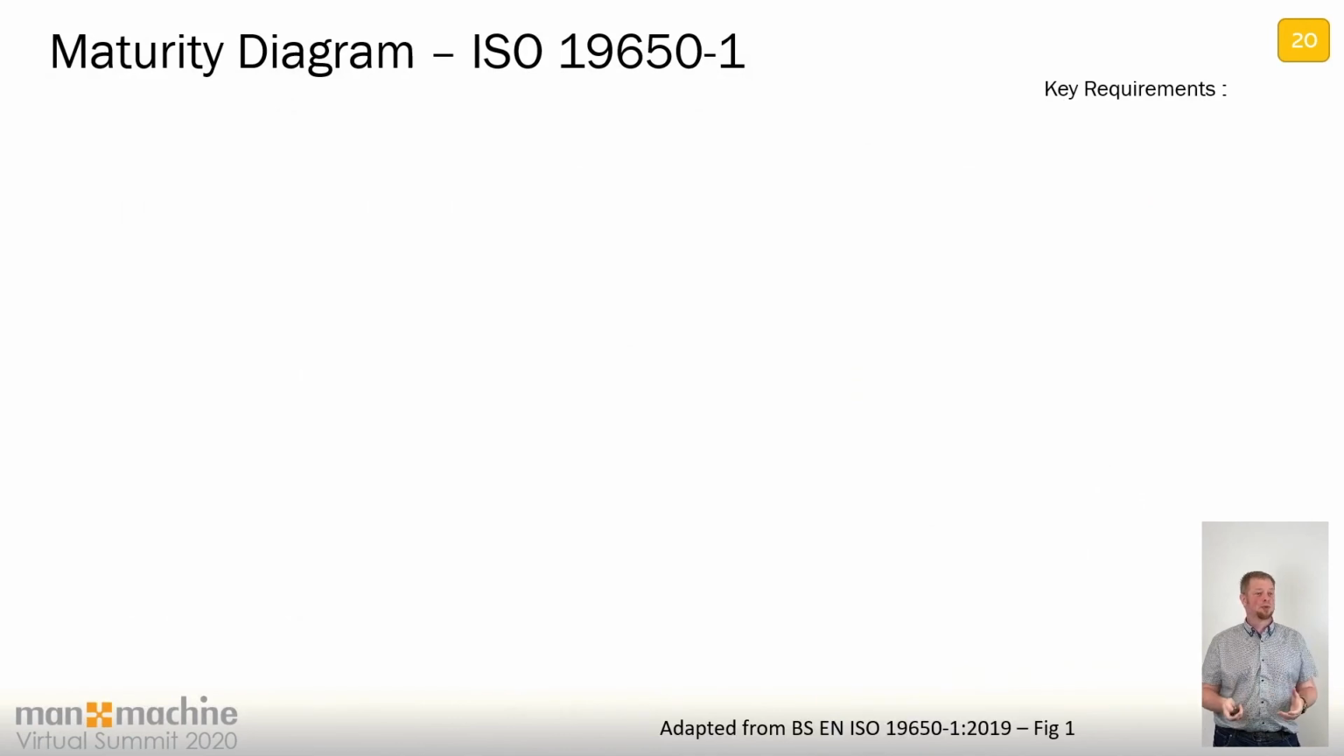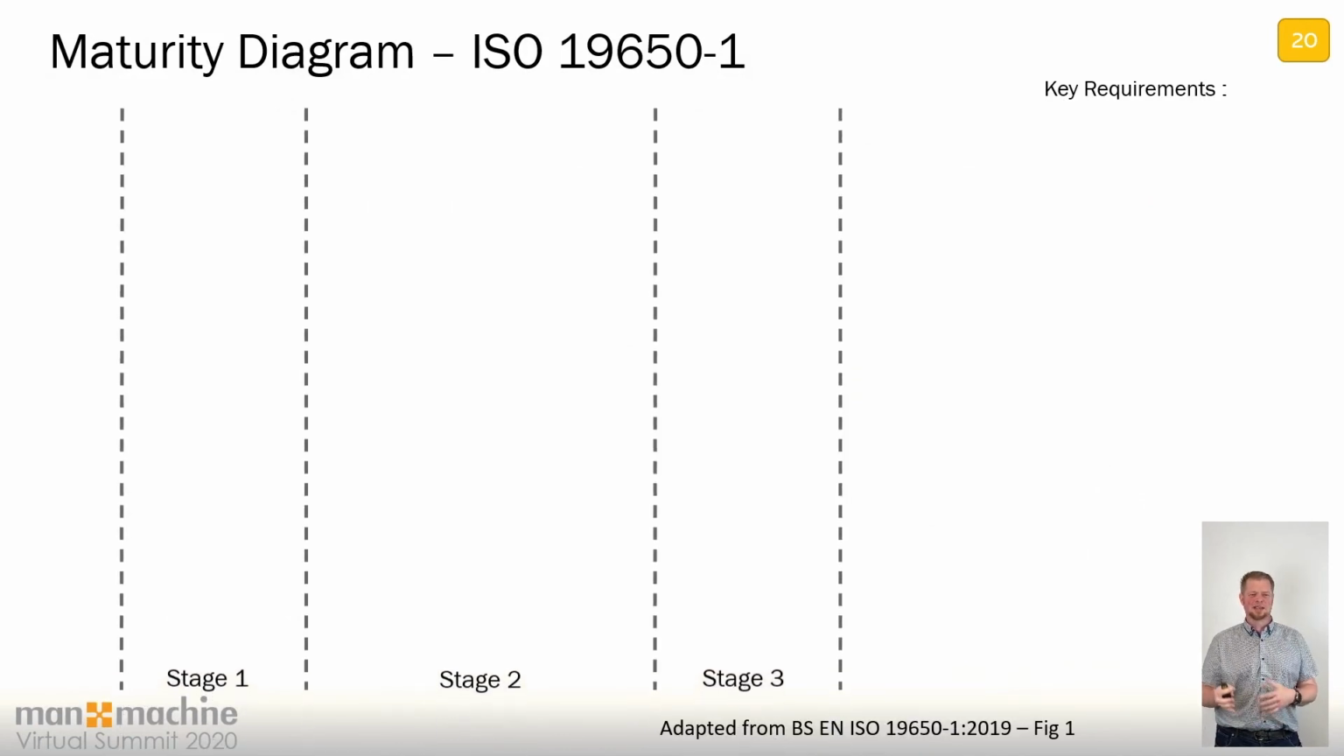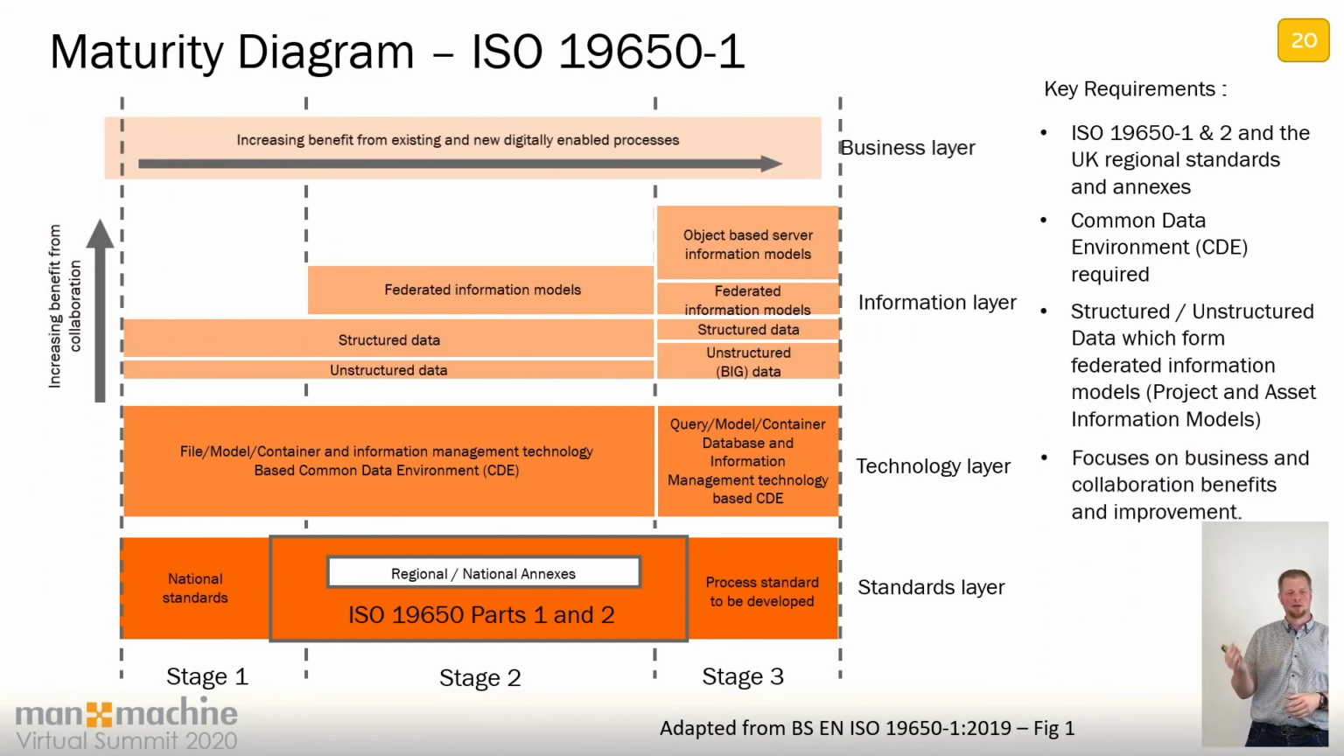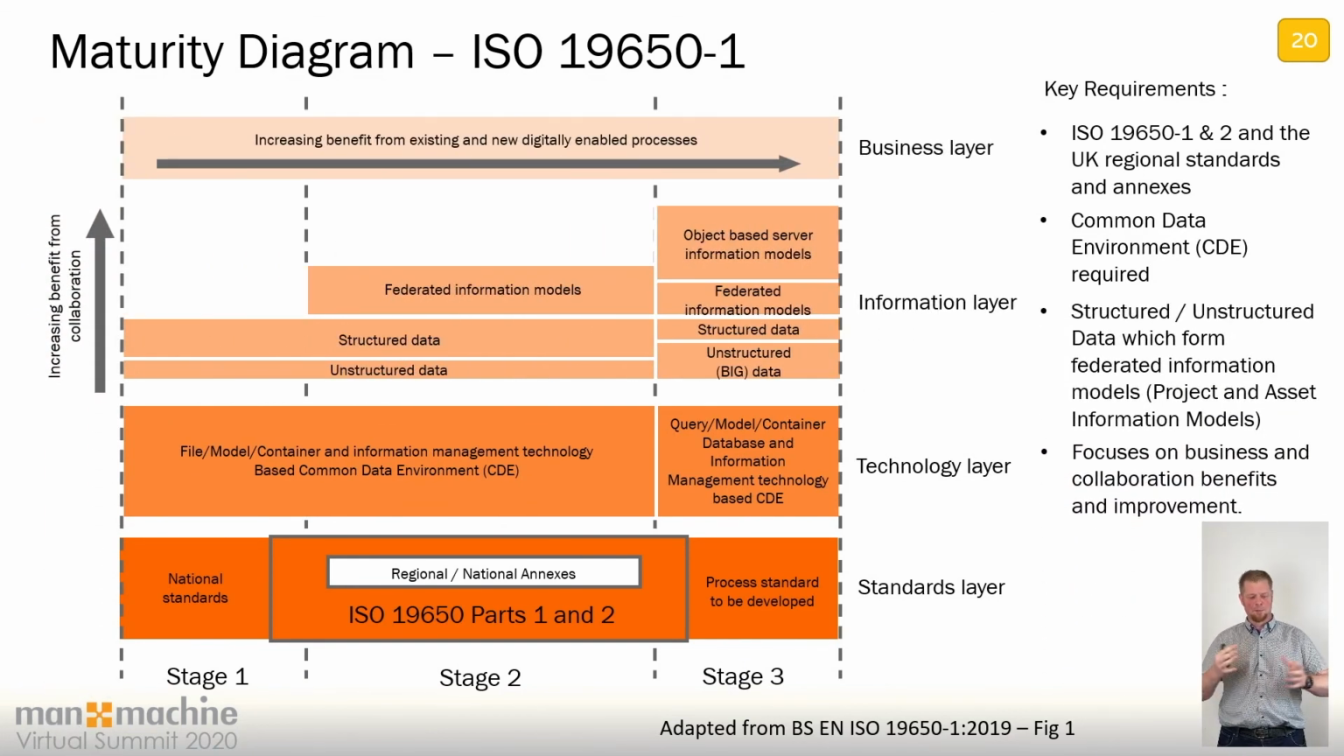So we have a new maturity diagram. It doesn't really have a colloquial name as such. I've heard BIM steps or BIM blocks, but this is our new maturity diagram, and it basically is built up by 4 key areas. We have our standards layer, looking specifically around what standards are required for our project deliverables. We have our technology layer, so this is looking and focusing a lot more on common data environments.